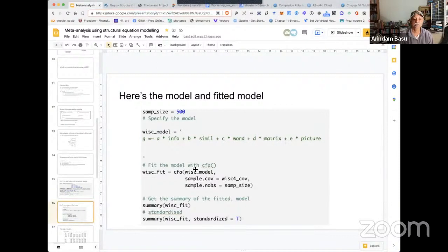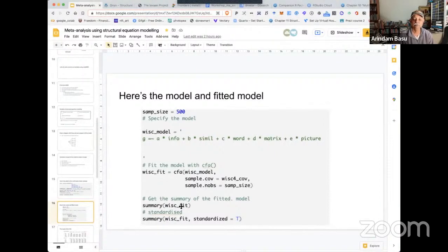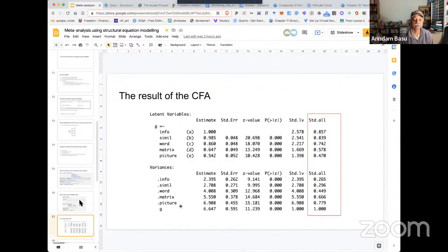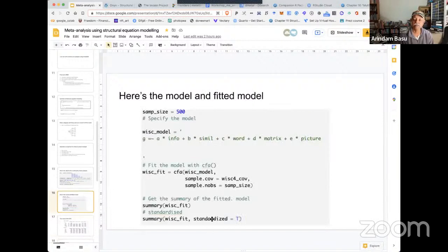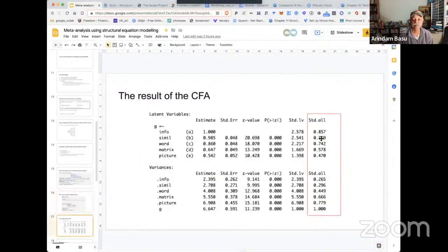Then I fit the model with CFA. CFA stands for confirmatory factor analysis. It's a function that takes the model and the covariance matrix, because that's the data that it wants. And I have to provide at least the sample number of observations. Once I do that, I can ask for a summary of the fitted model, and I can ask for standardized estimates of everything that I got. So when I do that, I get the standardized estimates.